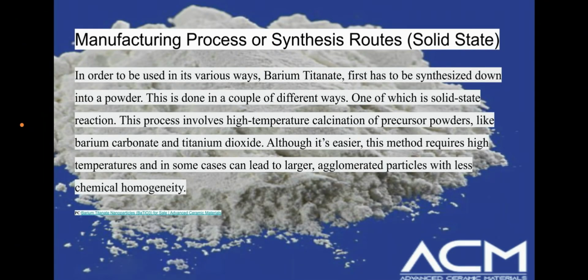Manufacturing process or synthesis routes: solid state. In order to be used in its various ways, barium titanate first has to be synthesized down into a powder. This is done in a couple of different ways, one of which is solid state reaction. This process involves high temperature calcination of precursor powders like barium carbonate and titanium dioxide. Although it's easier, this method requires high temperatures and in some cases can lead to larger agglomerated particles with less chemical homogeneity.